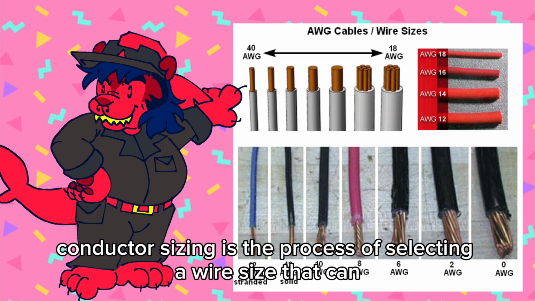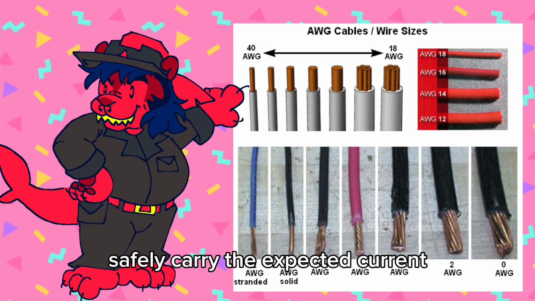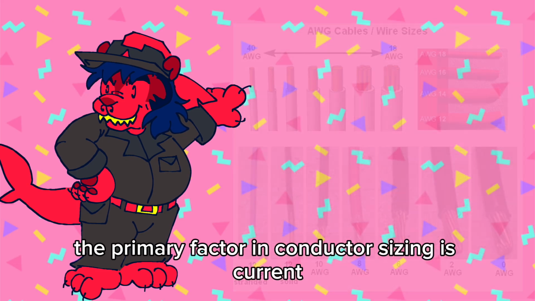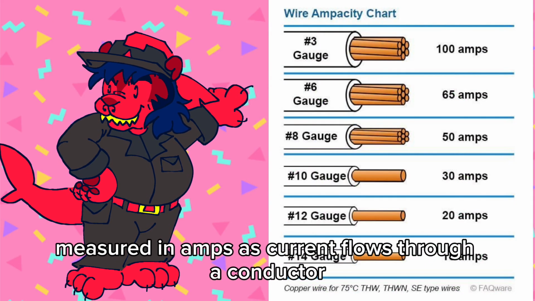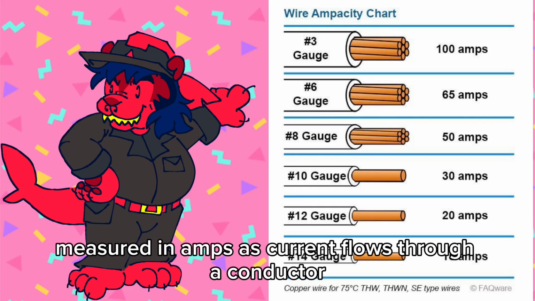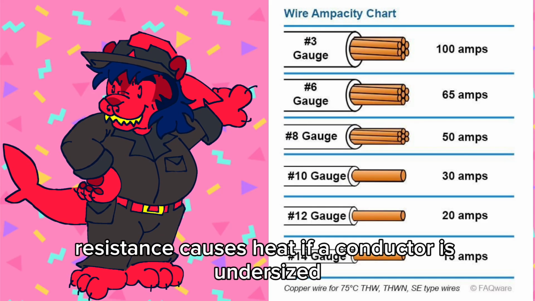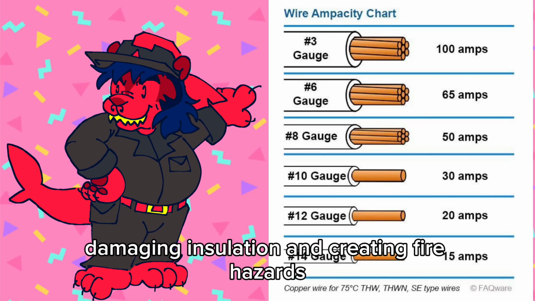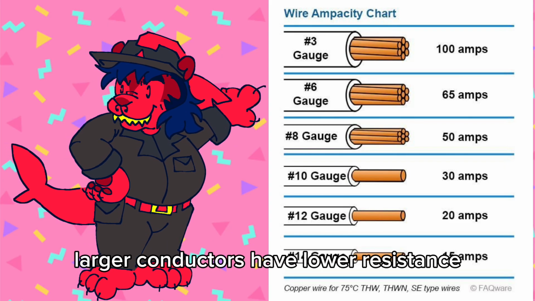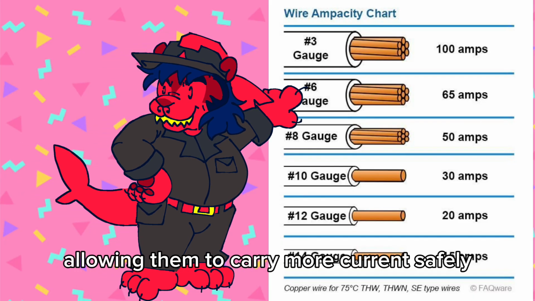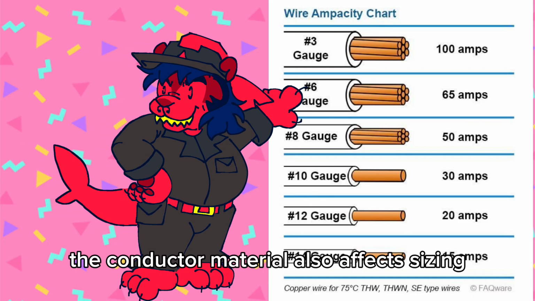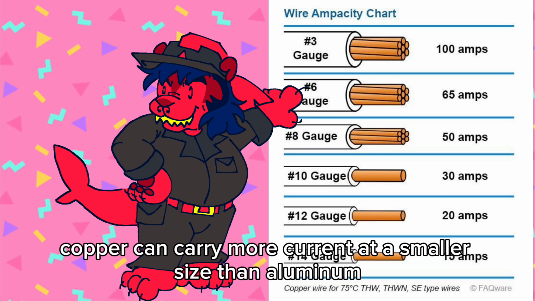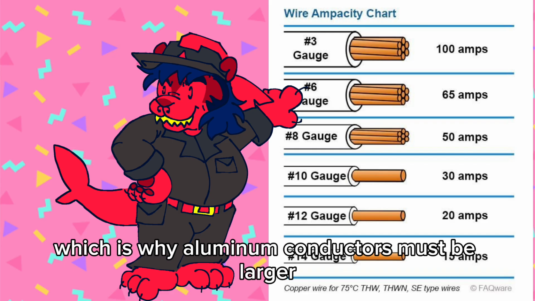Conductor sizing is the process of selecting a wire size that can safely carry the expected current. The primary factor in conductor sizing is current, measured in amps. As current flows through a conductor, resistance causes heat. If a conductor is undersized, excessive heat can build up, damaging insulation and creating fire hazards. Larger conductors have lower resistance, allowing them to carry more current safely. The conductor material also affects sizing. Copper can carry more current at a smaller size than aluminum, which is why aluminum conductors must be larger for the same application.